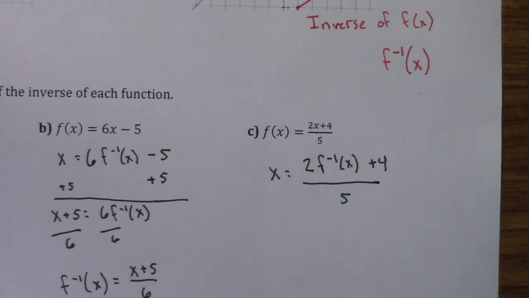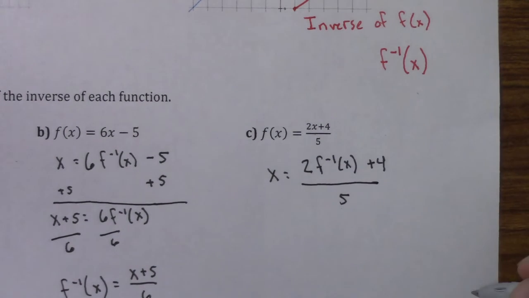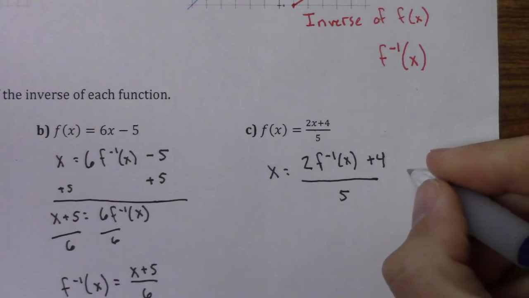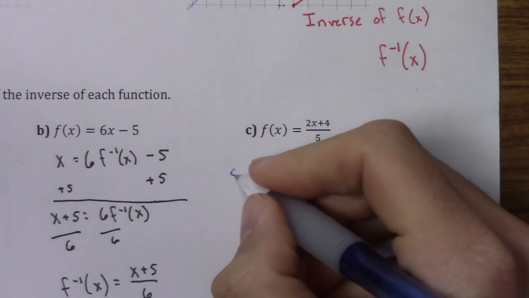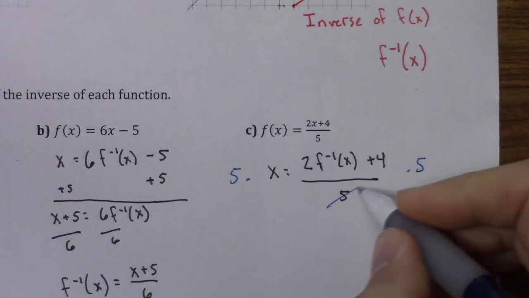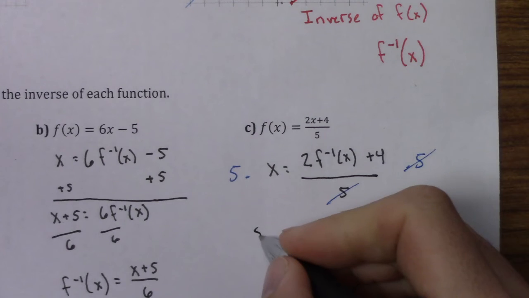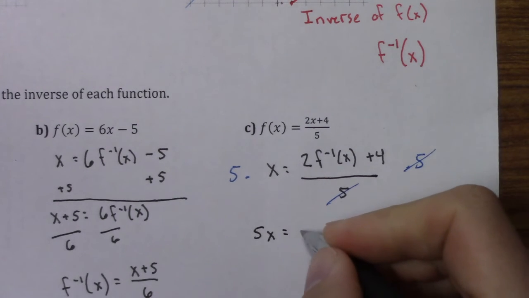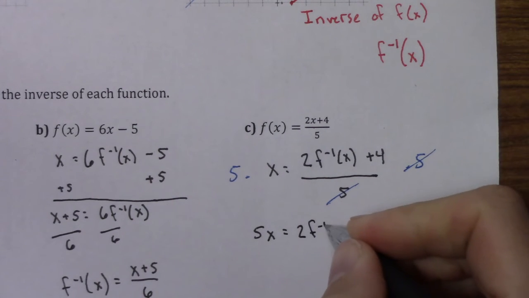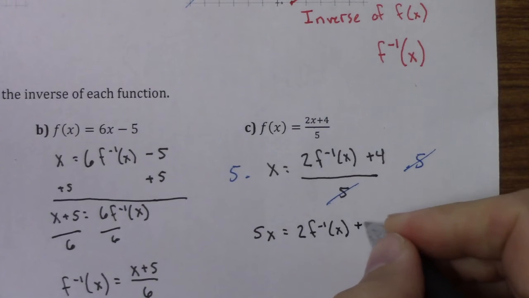So, first strategy I'm going to give you as a hint. I would love for you to pause this video and try to solve this on your own for a moment. But once you reach a wall or reach a point where you want to check, what we want to do is get rid of our fraction first. So I'm going to multiply both sides by 5. Let's get rid of that fraction, top and bottom. So now I'm right here. I am at 5x is equal to 2 f inverse of x plus 4.